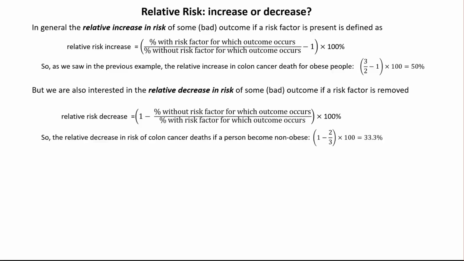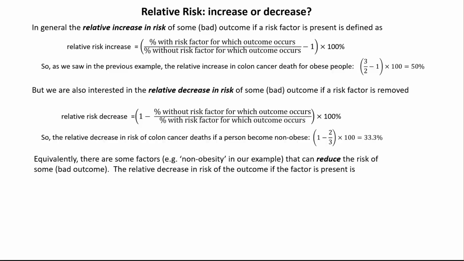So the relative decrease in risk of colon cancer deaths if a person becomes non-obese is 1 minus 2 over 3, times 100, which is 33%, and that's different. So the relative decrease in risk when you remove the risk factor is different from the relative increase in risk with the risk factor.